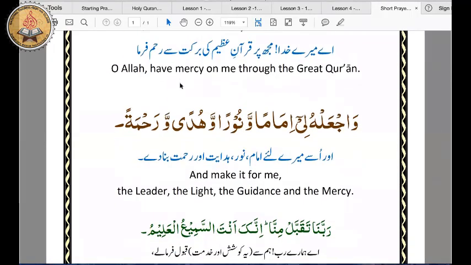The translation, please. O Allah, have mercy on me through the great Quran, and make it for me the leader, the light, the guidance, and the mercy. Okay, Jazakallah, really well read.